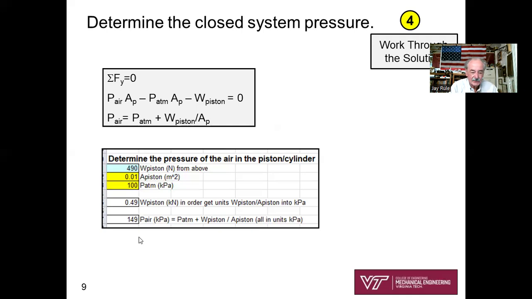No, it didn't say solve for the pressure of the air, did it? The problem statement didn't say that. As an engineer, you just had to be smart enough to know, I need to get that in order to get the work done by the system.